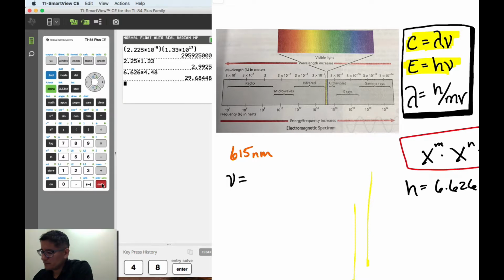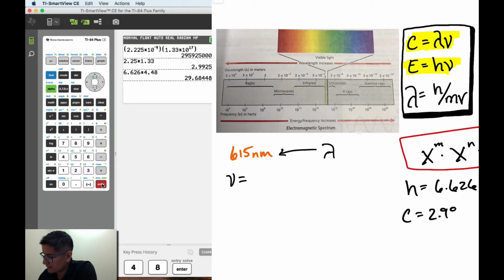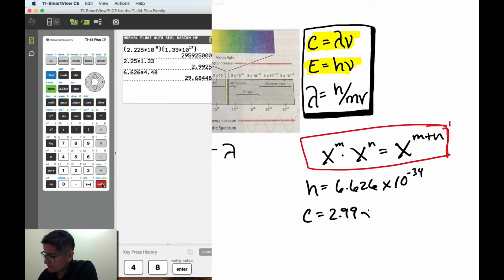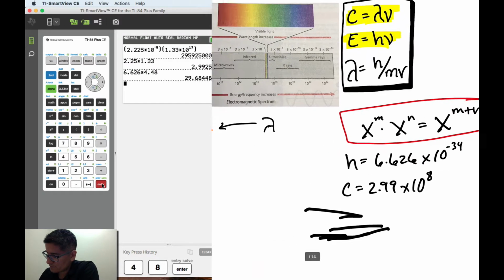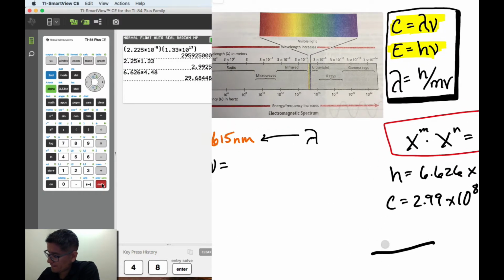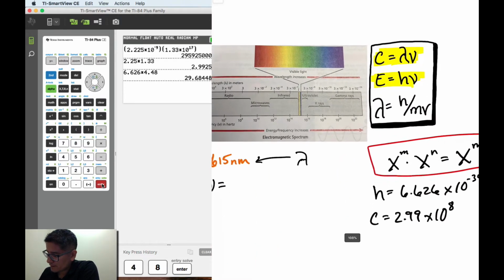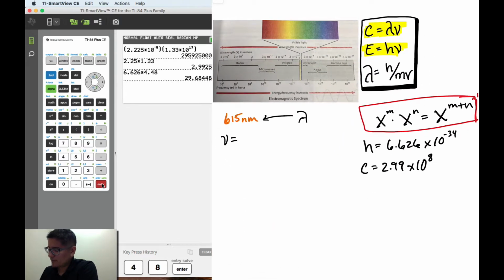So I'm going to use my speed of light equation. Now I know I'm going to use speed of light because I've been given a wavelength, lambda. Right, so I have lambda, and I also have speed of light. Speed of light being 2.99 times 10 to the 8th power.